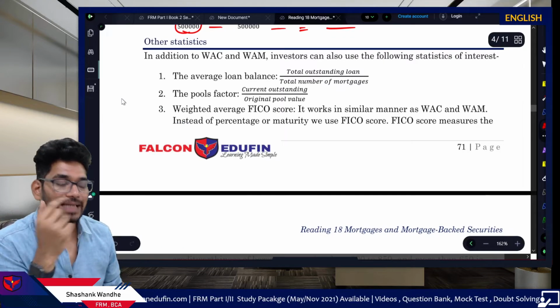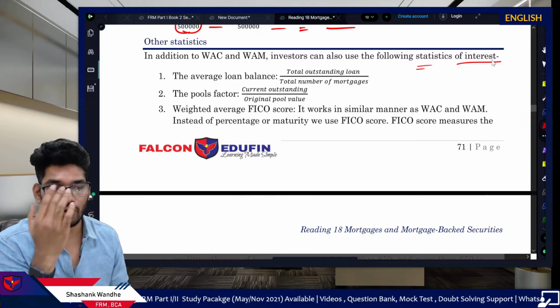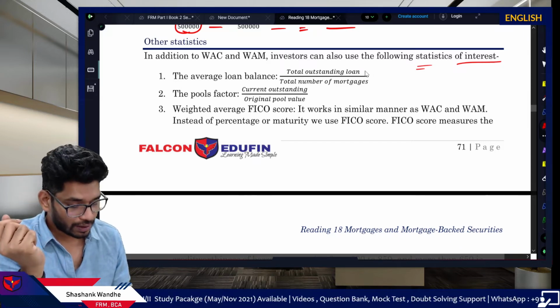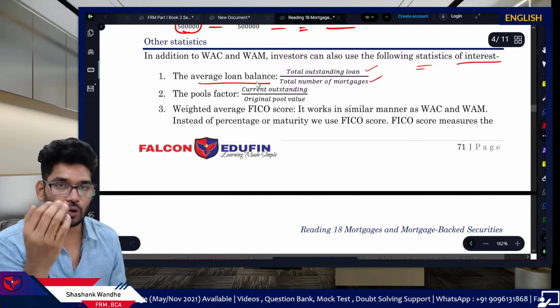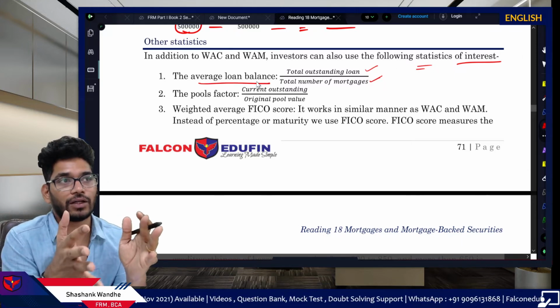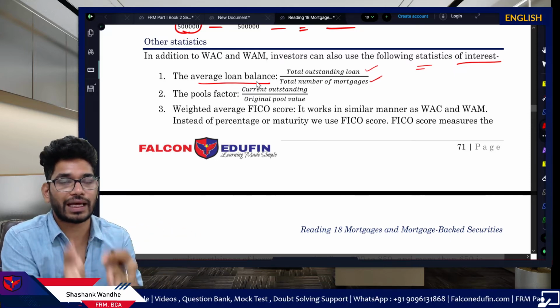And there are other key statistics which the investor might use for his understanding of the quality of the pool. So total loan outstanding divided by total number of mortgages, which is the average loan balance. That is, say one borrower took say 3 lakh worth of loan, and two other borrowers took say 10,000 loan.